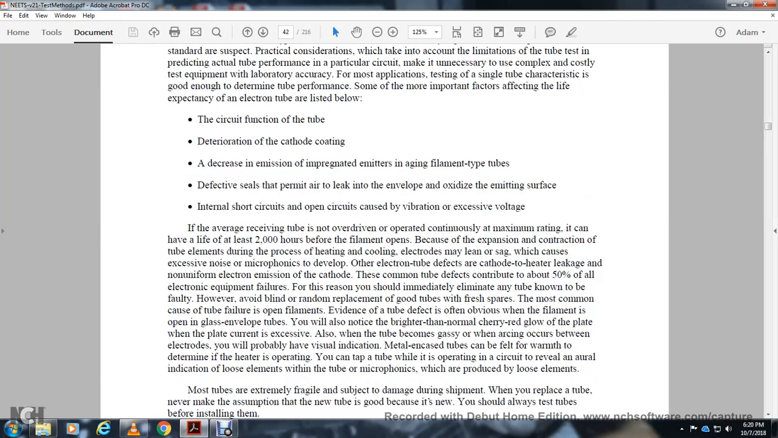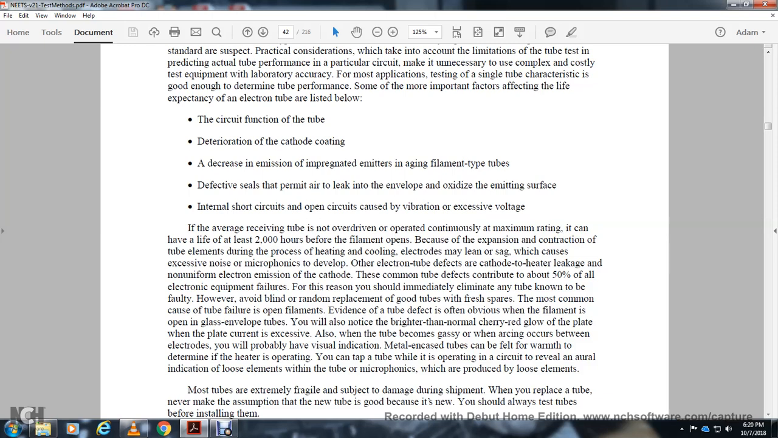In the average receiving tube with an overdrive, operating continuously at maximum, it can have a life of up to 2,000 hours before the filament fails. The contraction of the tube during the process of heating, and cool electrodes, may lean and cause excessive microphonic noise. Other electron tube defects include cathode heater leakage and non-uniform electron emission from the cathode. Common tube defects contribute to 50% of all electronic equipment failures. For this reason, you should immediately eliminate any tube known to be faulty.